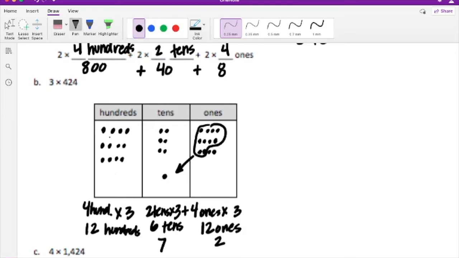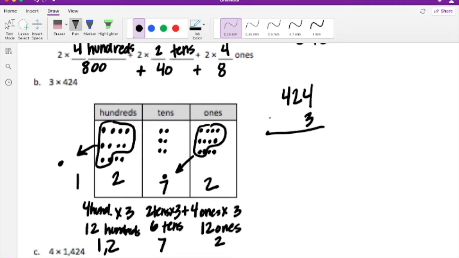Right? We can regroup there. I can bundle 10, and they don't have a place here, but that would be 1,000, right? With 2 hundredths left, right? So this is 1,207 tens and 2 ones, or 1,272. All right, now let's show this with partial products.